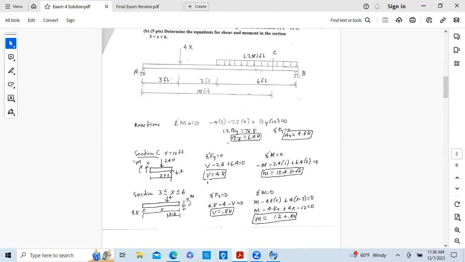We sum moments equal to 0. Okay, this is a positive moment looking at the section, but when we do the calculations, it's clockwise, counterclockwise. So this is a negative moment, minus M, minus 2.4 times 1, its moment arm, plus 6.4 times its moment arm, which is 2, equal to 0. So moment is equal to 10.4 kip feet.